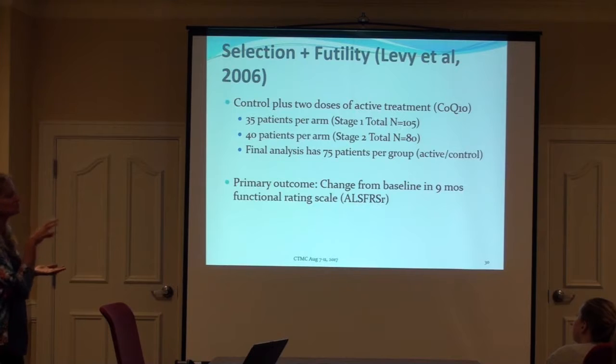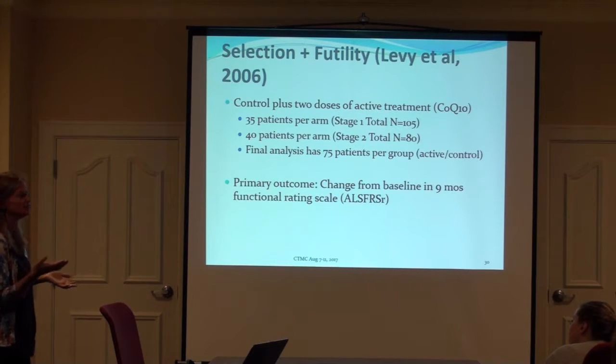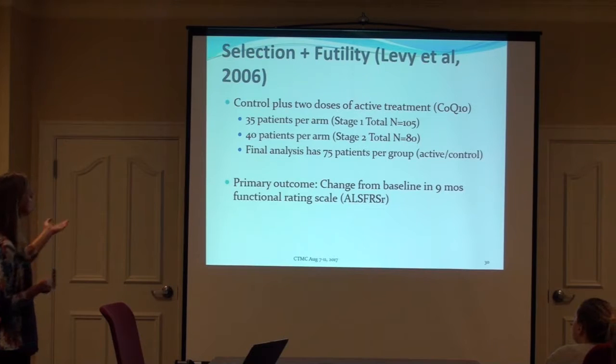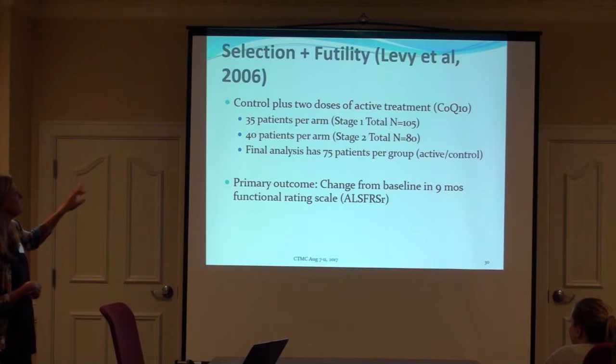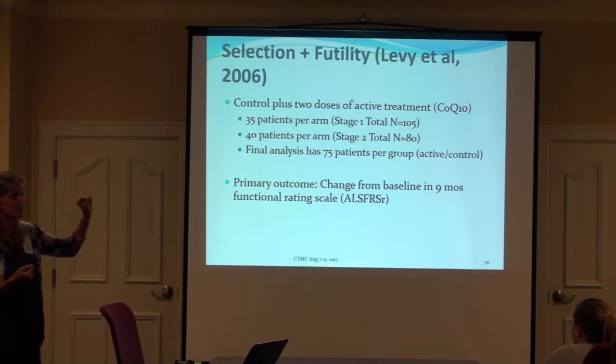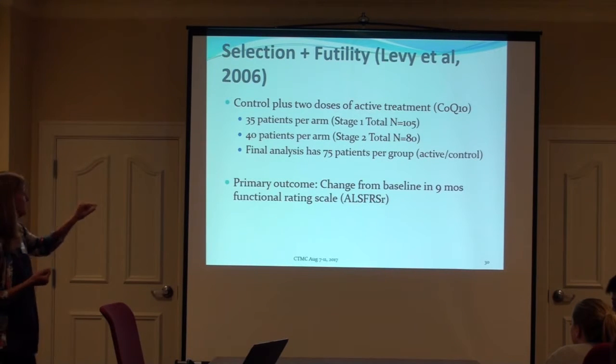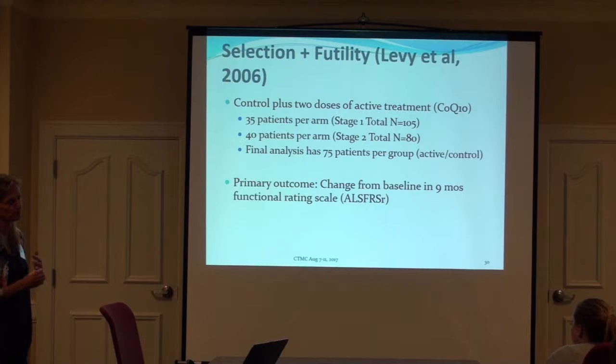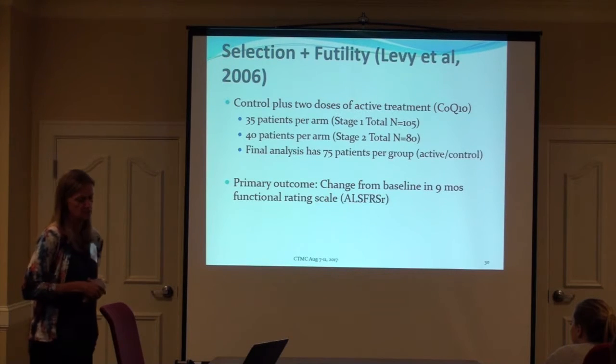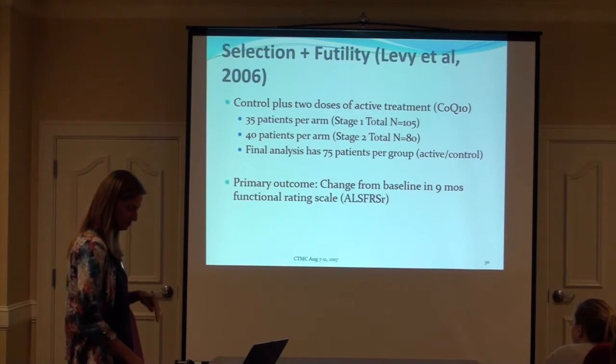Once they do their dose selection, okay, which is basically based on which dose is performing better, okay, quantitatively, then stage 2 rolls in and then they're only randomizing to the control and the chosen dose. So they just have an additional 80 patients, okay? But in the final analysis, they were going to use the information from both stages, okay? So 75 patients per group. Their primary outcome was change from baseline in the 9-month functional rating scale, which I think is a common outcome for ALS studies.